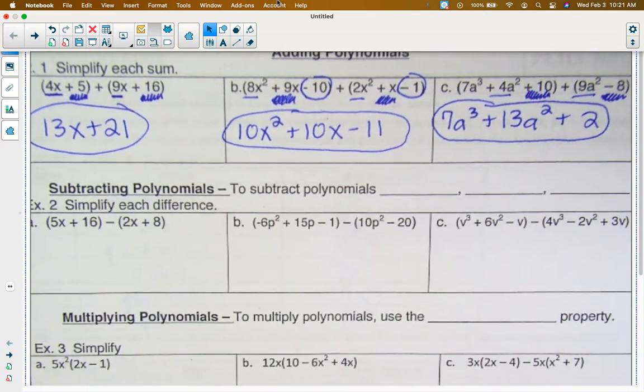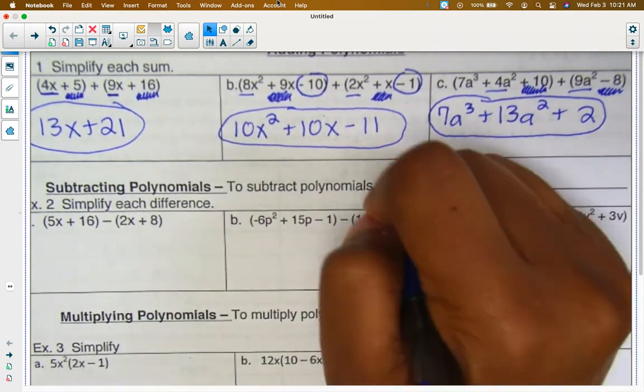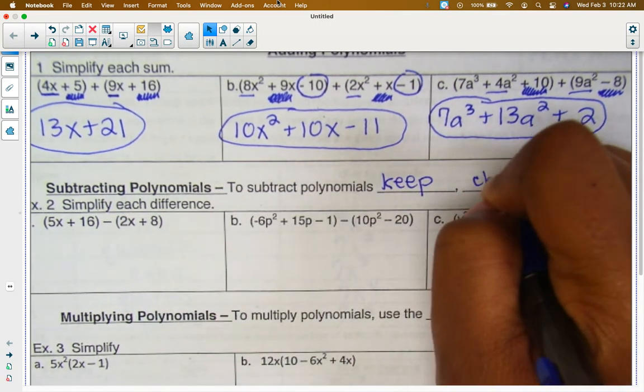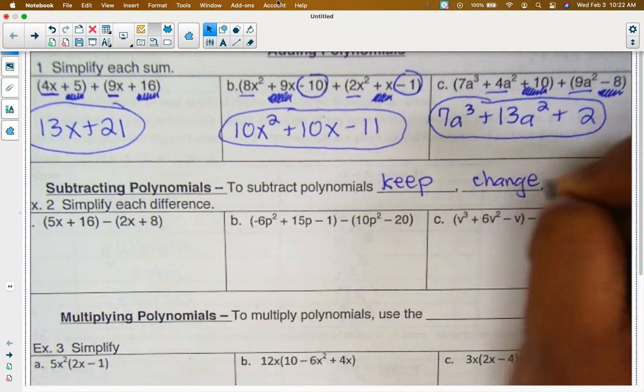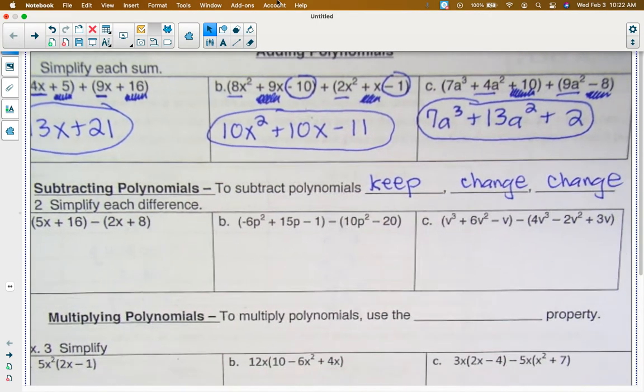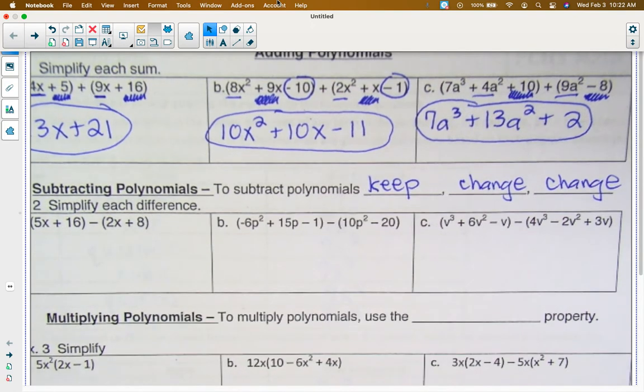When you're subtracting polynomials, I encourage you to keep, change, change. Only when you are subtracting do I want you to keep, change, change. So we're going to keep the first polynomial. Do not change anything about it. Keep it just like it is. Change the sign to addition and then change the other polynomial.